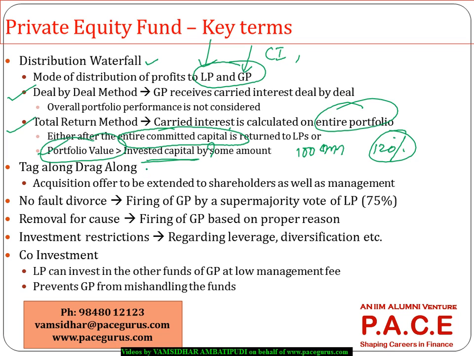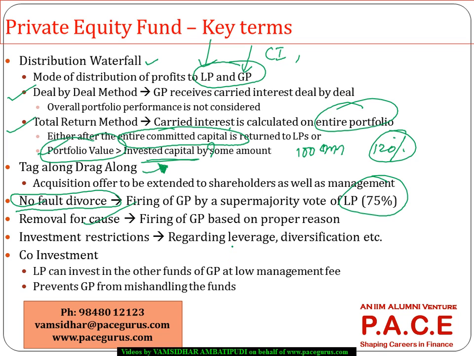As we have already seen earlier, to align the interest of the management with the PE investors, there could be a tag along, drag along kind of clause which says any acquisition offer that comes to the portfolio company has to be extended to the PE firm as well as the management in the same manner. And along with that, the agreement can have a few more clauses like a no-fault divorce clause, wherein more than 75%, which is a super majority vote of LPs, can be used to remove a GP, or even if there is no 75% LP vote, by showing cause the GP can very well be fired.